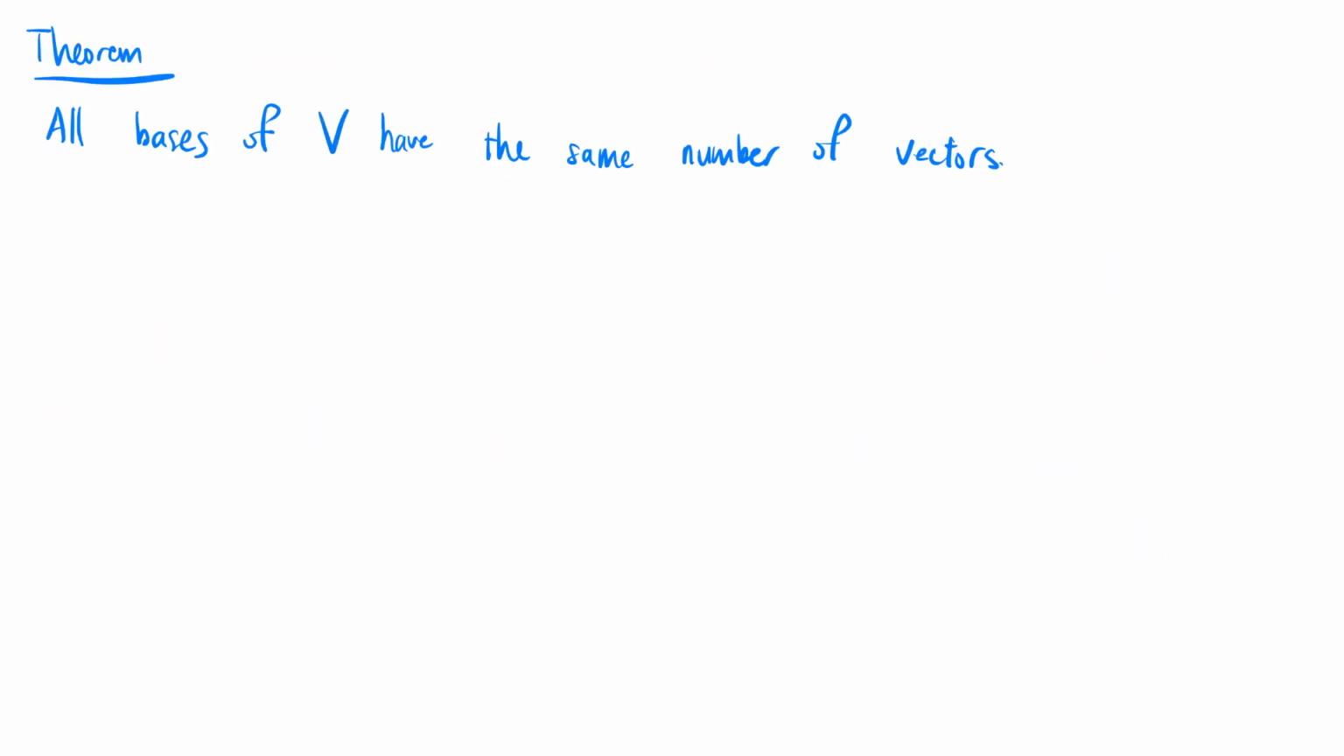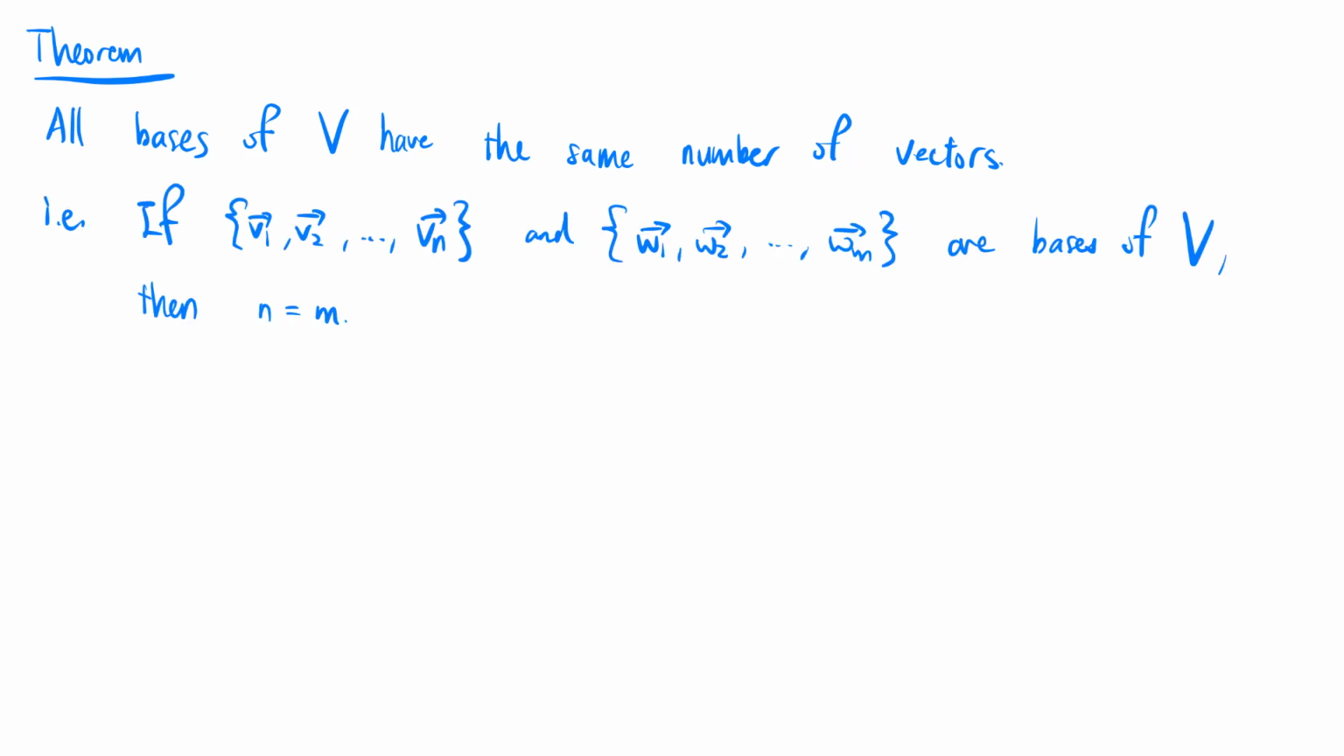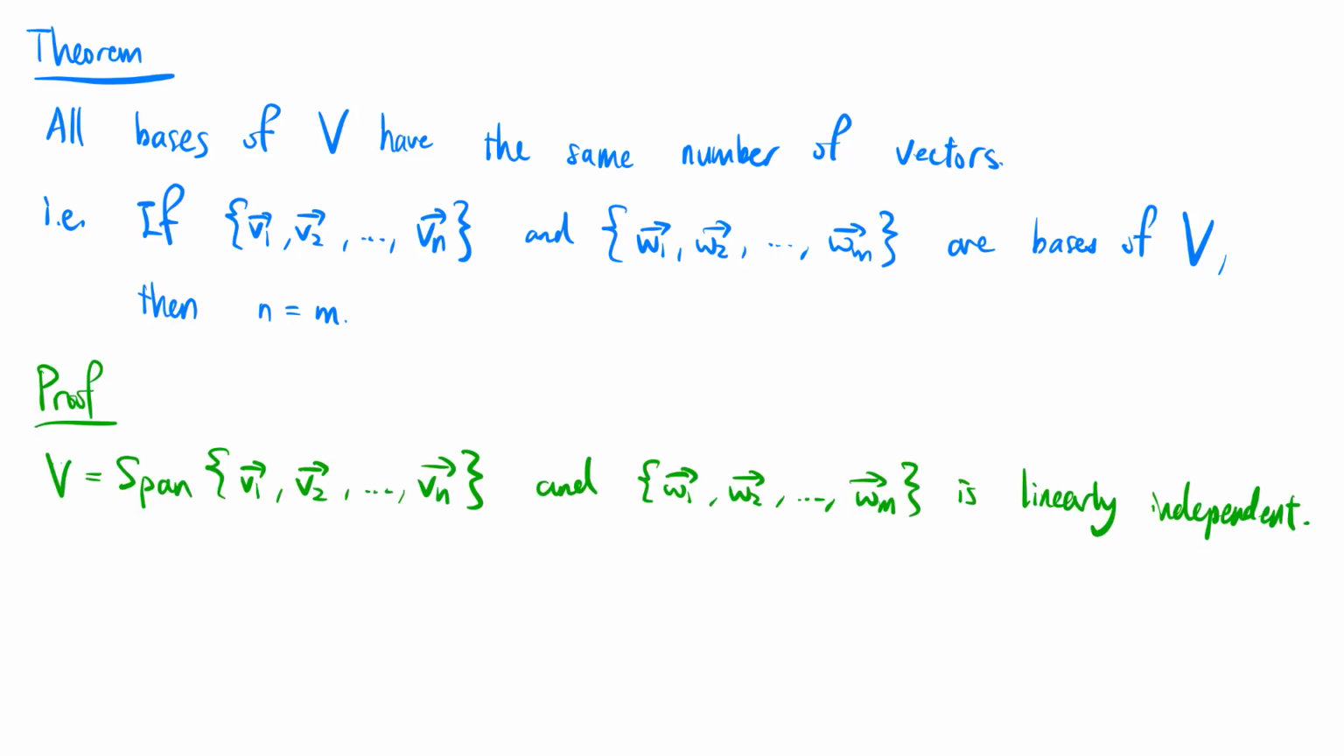Now we can prove this important theorem. All bases of V have the same number of vectors. In other words, if v1, v2, up to vn, and w1, w2, up to wm are bases of V, then n must be equal to m. For the proof, we know that V equals the span of v1, v2, up to vn, and w1, w2, up to wm is linearly independent.